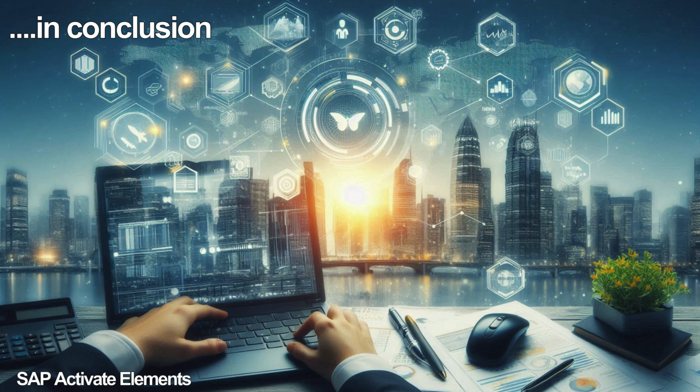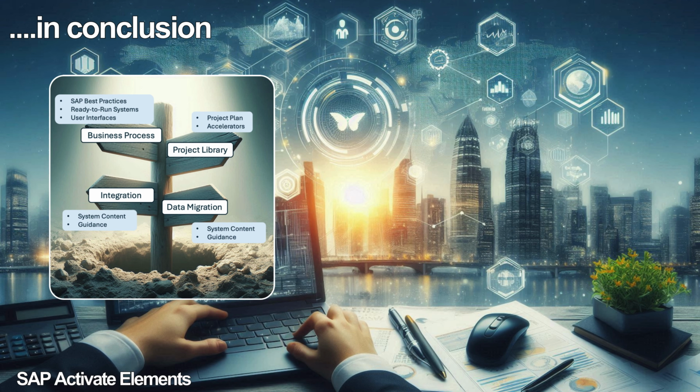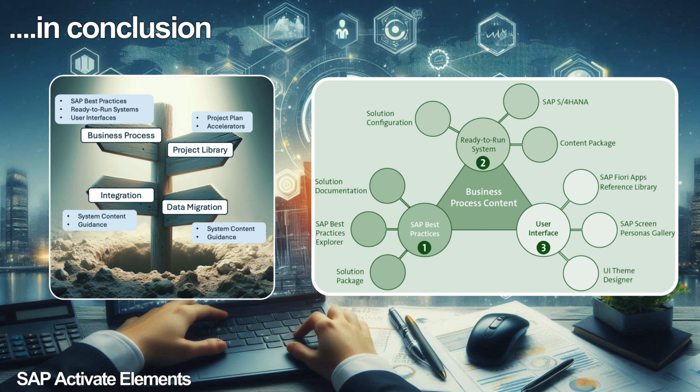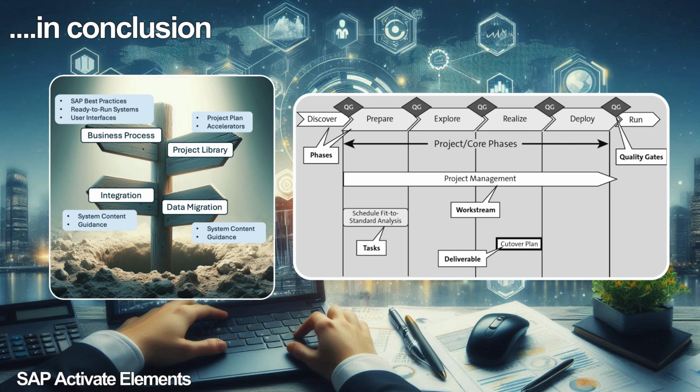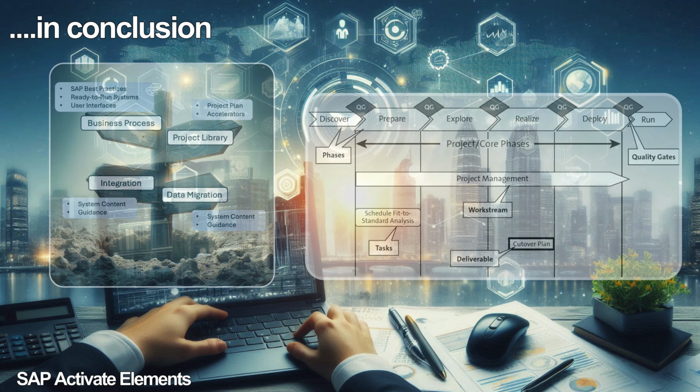We have come to the end of SAP Activate Elements. In this video we covered the 3 elements of the SAP Activate methodology: content, tools, and methodology. We also mentioned the solution documentation and solution configuration aspects of the content. We reviewed the project library and touched upon the migration and integration content and discussed the usages of the 4 tools: SSCUI, Expert Configuration, the SAP Solution Builder tool, and SAP Solution Manager. Finally, we quickly revisited the 4 components of the SAP Activate methodology.